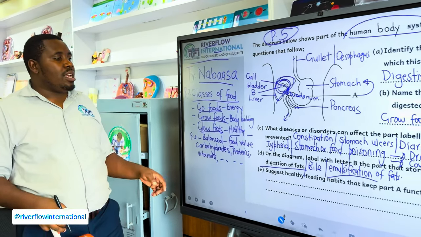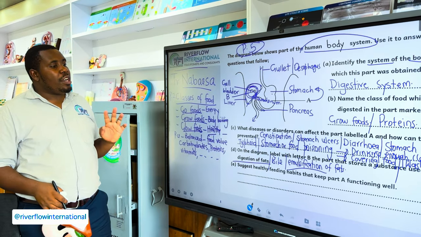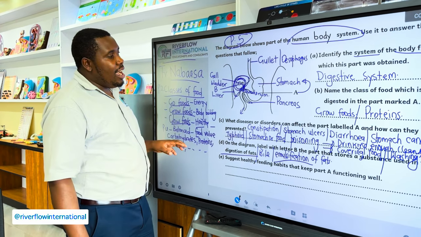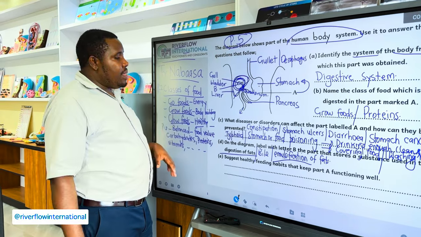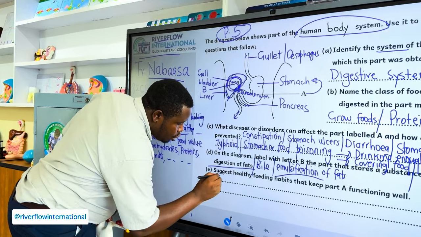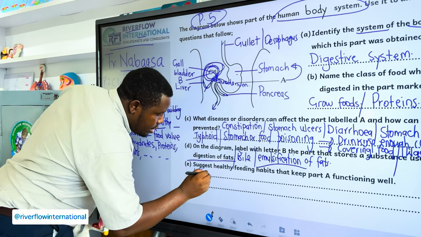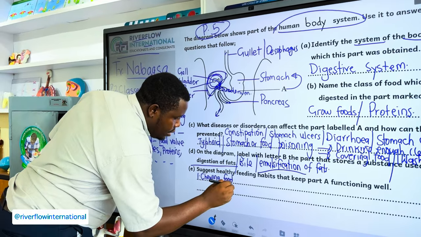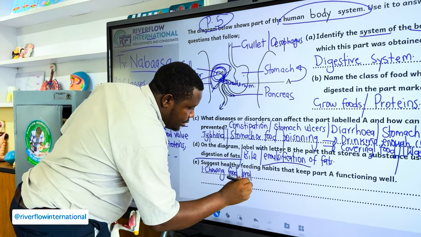Suggest the healthy feeding habits that can keep part A functioning well. Now here they want us to look at the healthy habits. Number one, chewing food properly before swallowing.